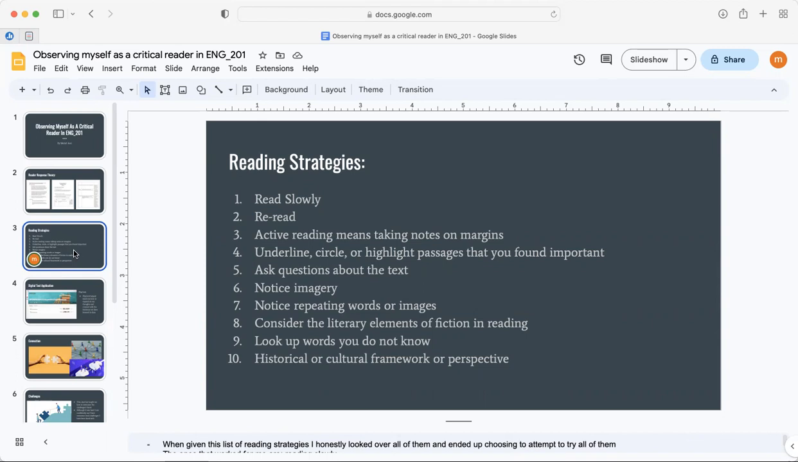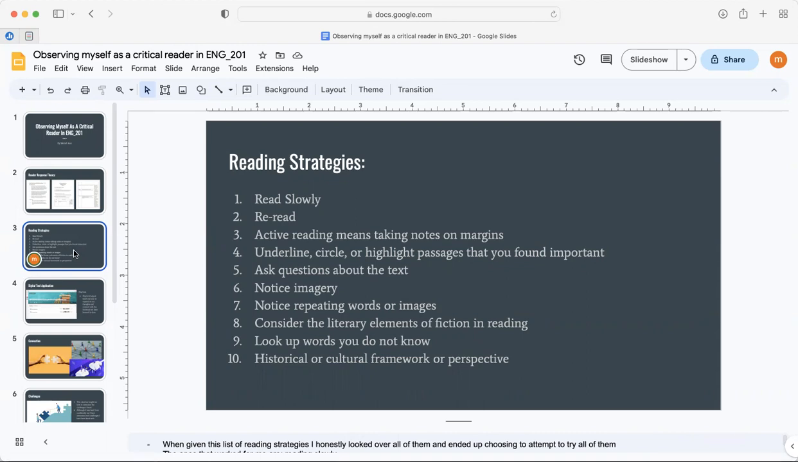And the second one is rereading because I feel like if I read things 2 or 3 times, it helps me really grasp what's happening, the plot, the climax, the characters, and just understand it all so much better. And number 4 is the last one that was really beneficial to me, and that's underlining, circling, or highlighting passages that I found important. Because this just helps me keep track of what I thought was important while reading these texts.